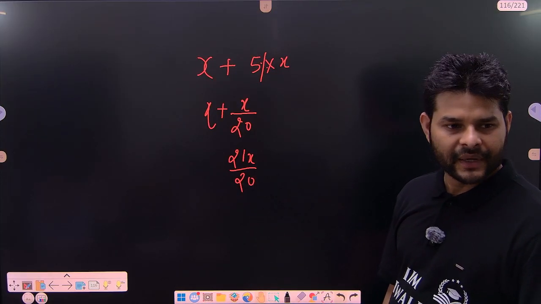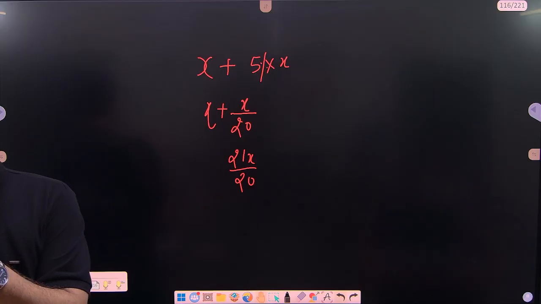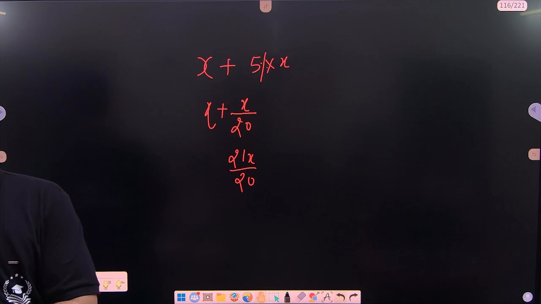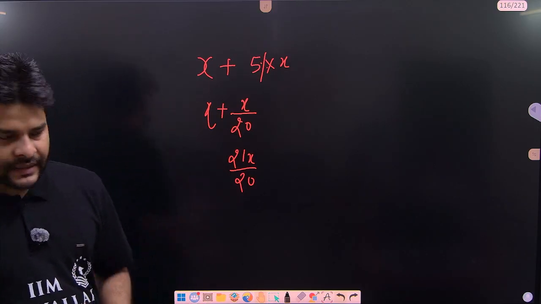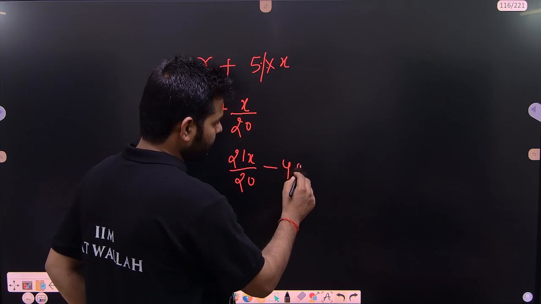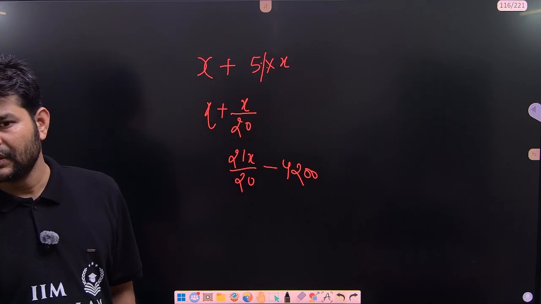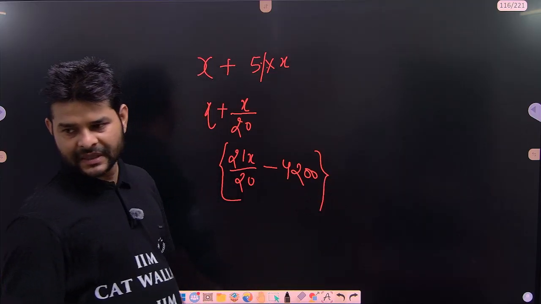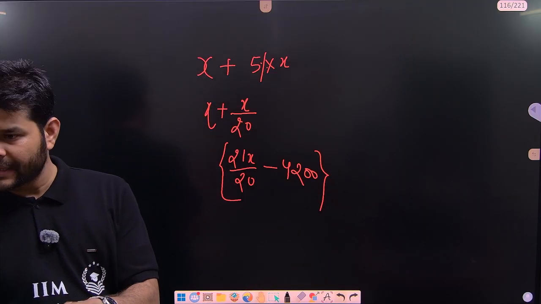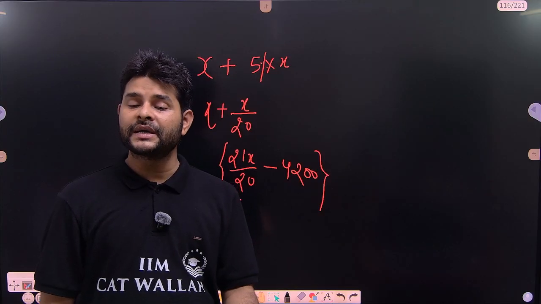5% means 1 by 20. That is the amount. I have taken rupees X. The rate of interest is 5%. So just after 1 year, I need to pay 21x upon 20. I come and just pay 4200 only. So after subtracting 4200, there must be some amount. On this amount, again with the same rate of interest, the compound interest will be imposed.